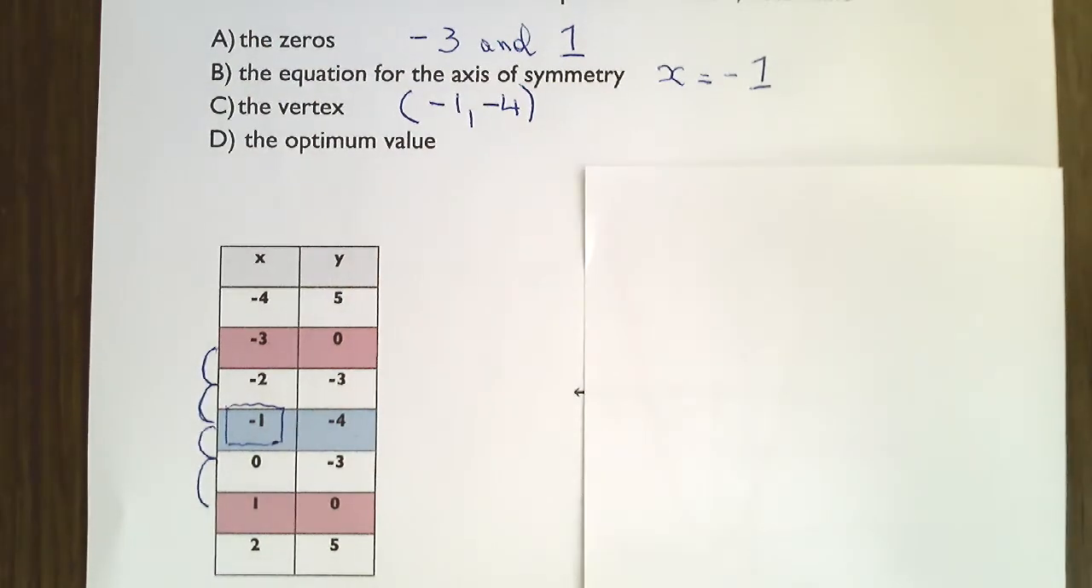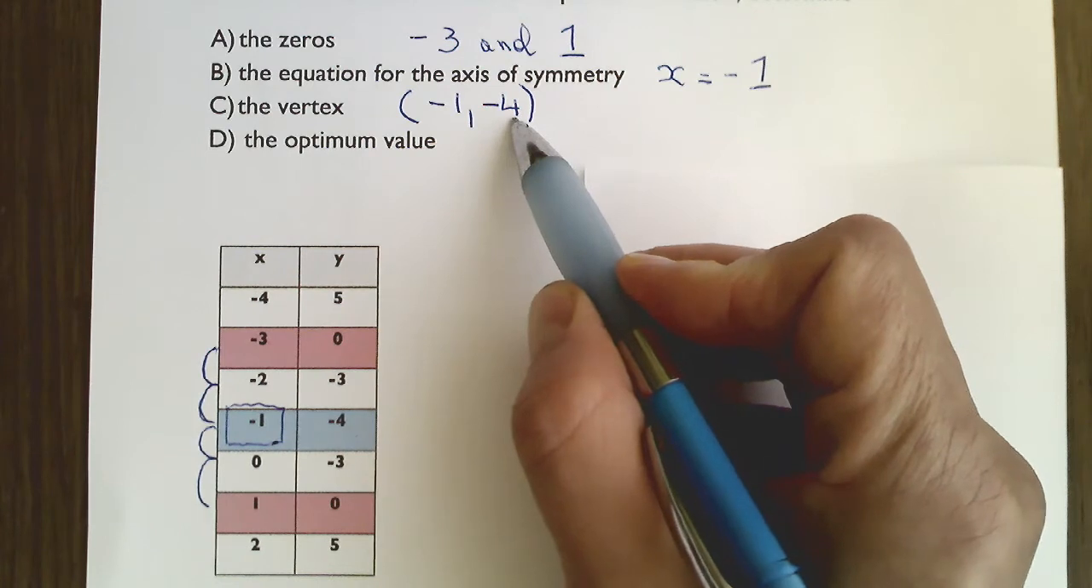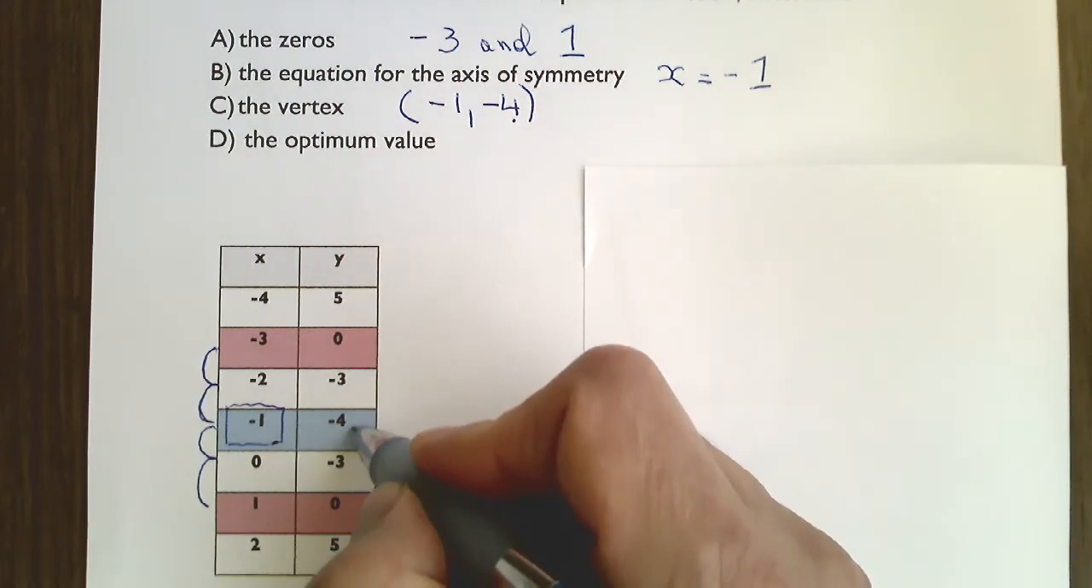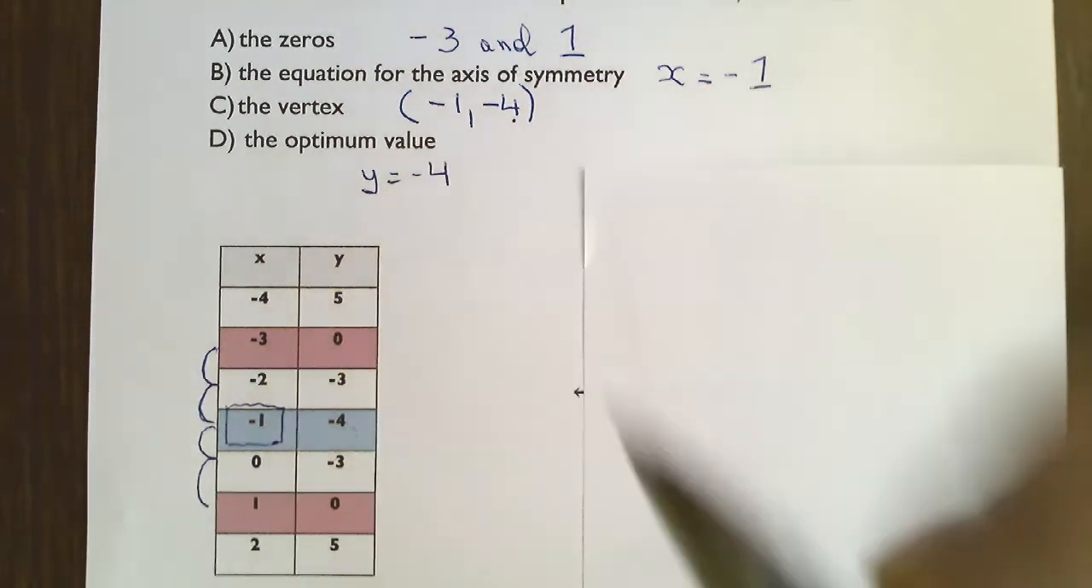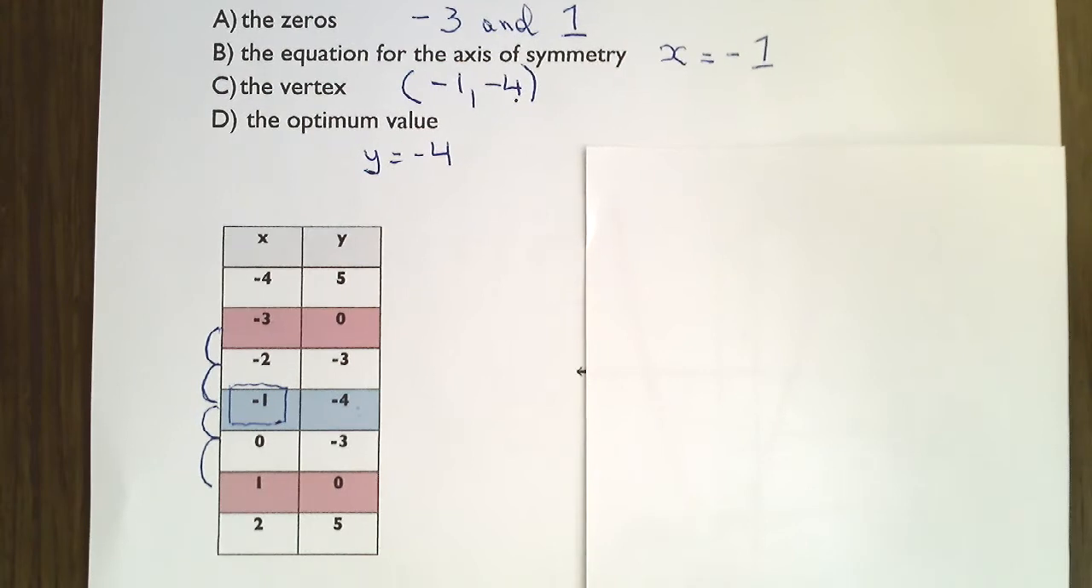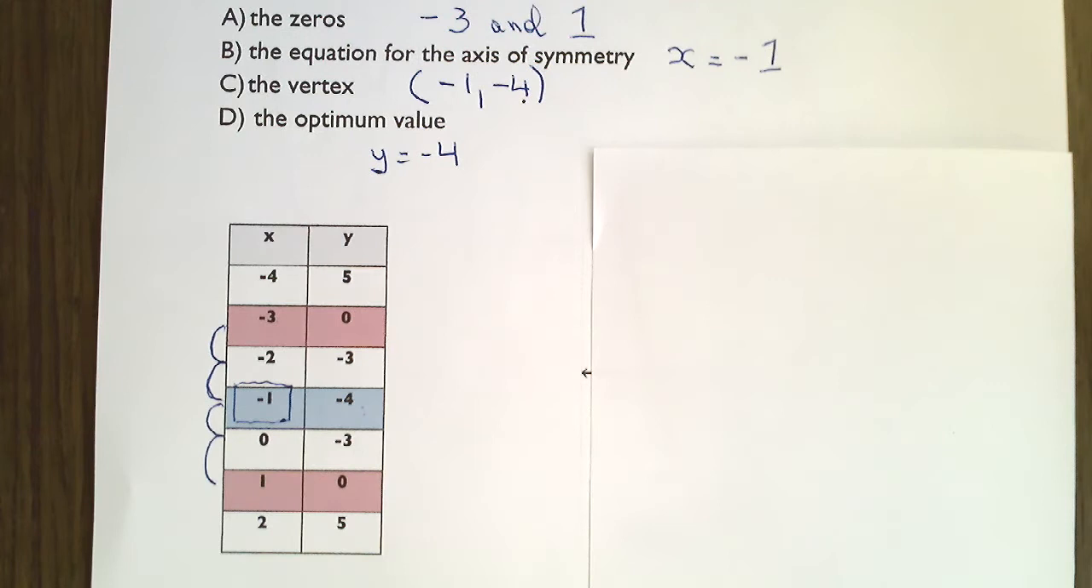And the last thing to establish is the optimum value. Well, the optimum value is always the y-coordinate of the vertex. So I see the y-coordinate of the vertex is -4. So this is going to be the optimum value. The optimum value will be y is equal to -4. But at this point, I still have to establish whether it's a minimum or a maximum. So how do we do this from a table of values? Well, in the previous lesson, you learned that if the parabola opens up, then it's a minimum value, and if it opens down, it's a maximum value.